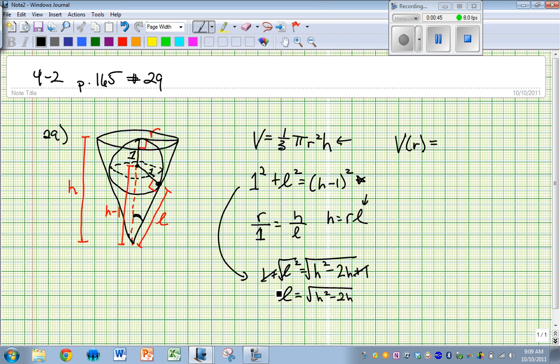So I'm going to take what I got here, substitute up in here. So I have h equals r times the square root of h squared minus 2h. Now, all I need to simply do is to solve this equation for h. That's the challenging algebra right there. So let's do that real quick. The first thing I need is get rid of the square root, so I'm going to square both sides. So I have h squared equals r squared times h squared minus 2h.